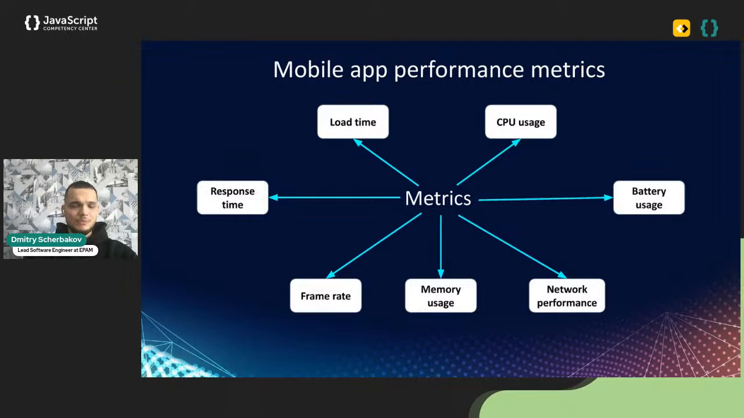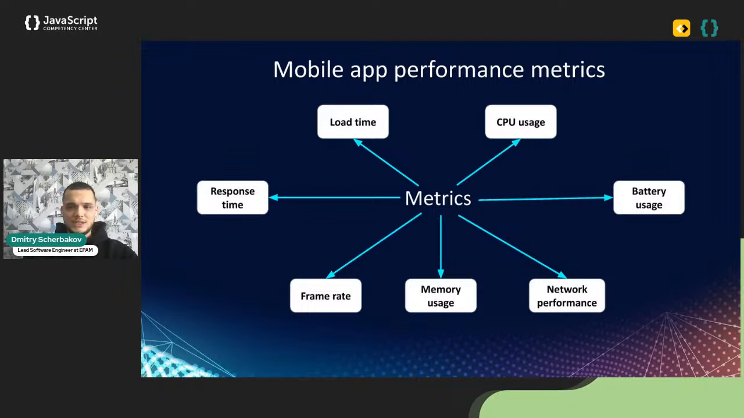Next, basically, is network performance. It indicates how quickly the app can send and receive data over the network. It can be connected with server performance, it can be connected with low network performance, and so on.